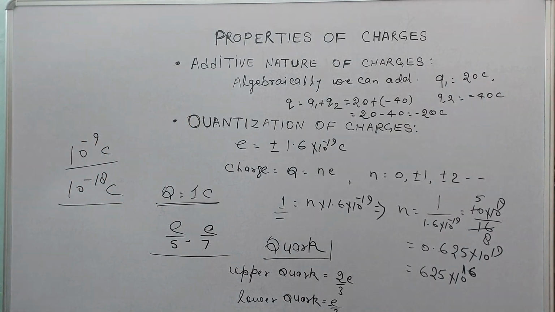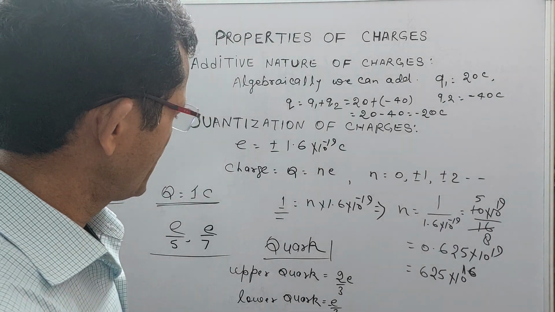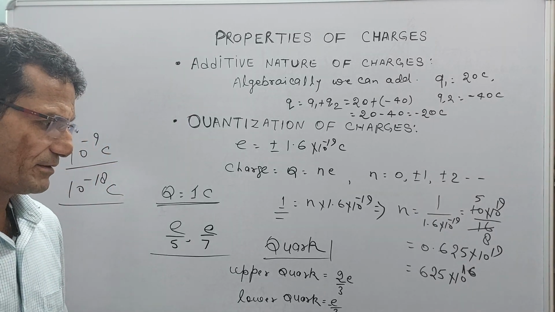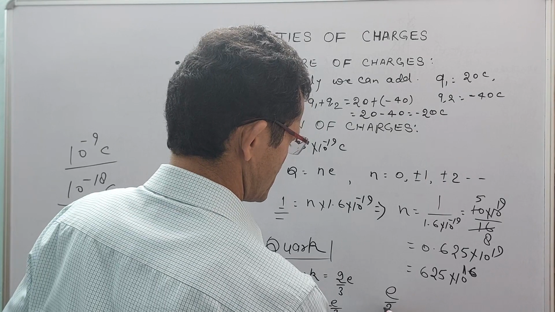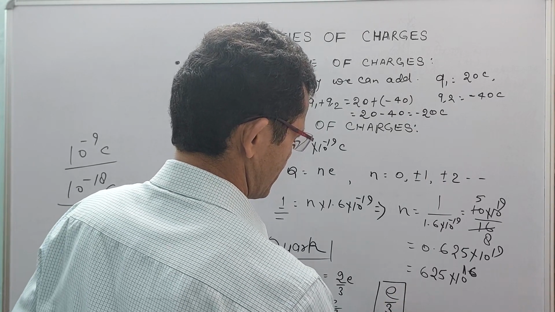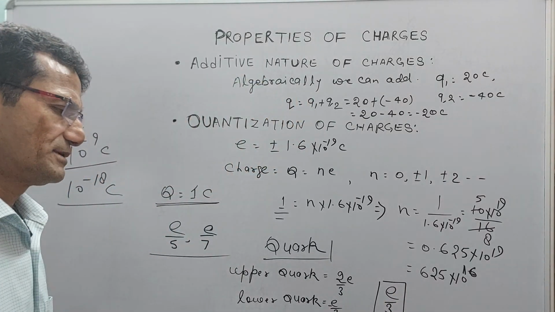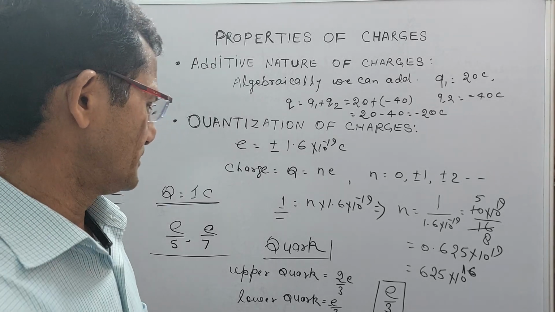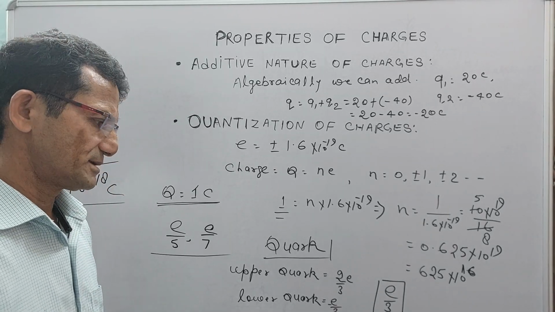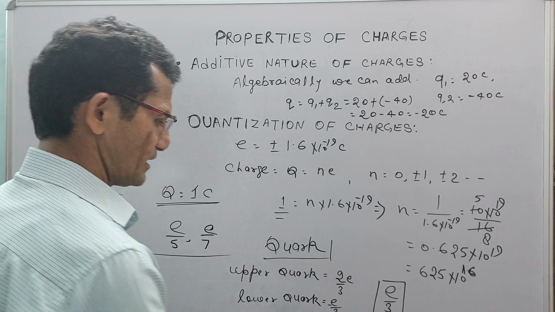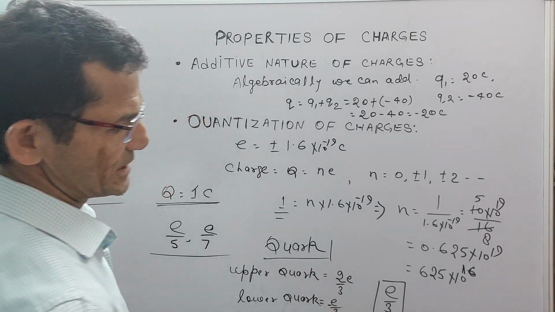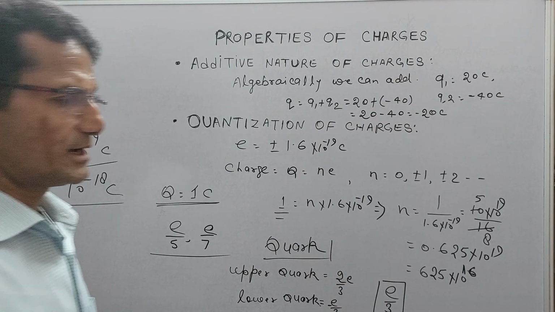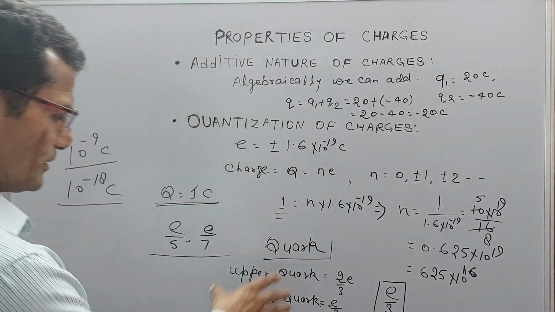So it means that the minimum charge on the elementary particles should be e by 3. Okay, this is again quantized. e by 3 is the minimum charge, so every object can have multiples of e by 3. This is known as the quark model, a subtopic of modern physics. But still we consider electrons and protons as the elementary particles.